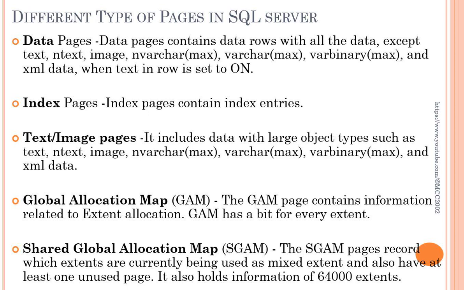SGAM is Shared Global Allocation Map. The page records which extents are currently being used as mixed extents and also have at least one unused page. It holds the information of 64,000 extents. Okay.